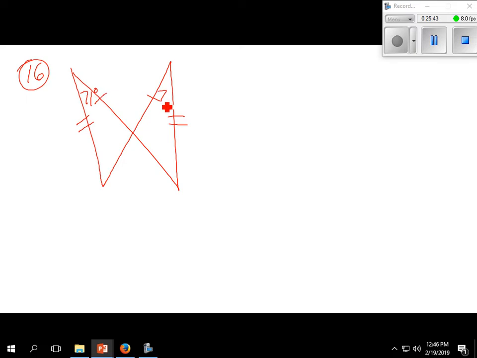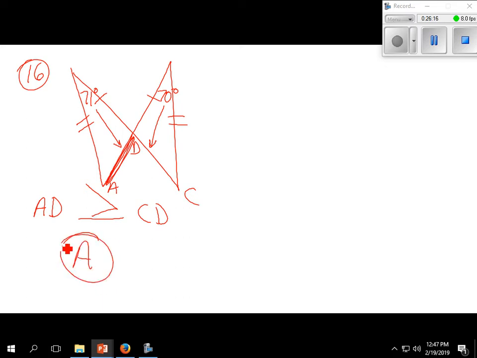This is 70 degrees. And they want to know segment AD and how it's related to segment CD. A is here, D is here, C is here. So AD is across from the bigger angle than CD is. So that means that this right here has to be longer. So the symbol is going to go in there as greater than, which is letter A.